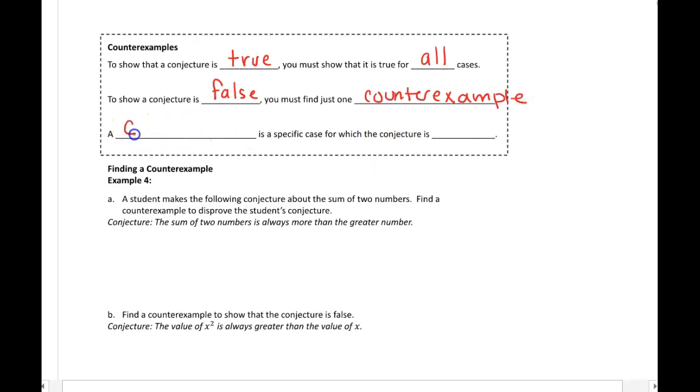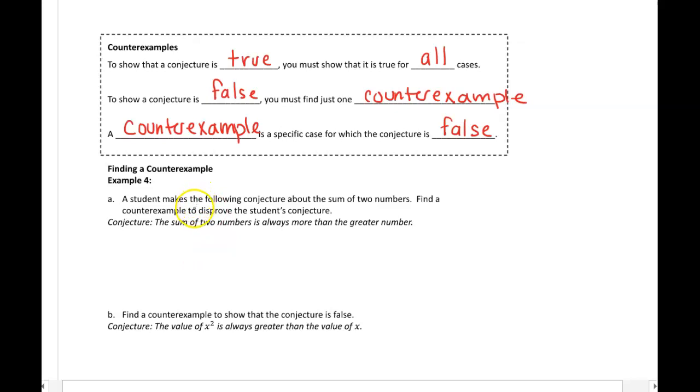Okay, now a counterexample is just like what it sounds, is a specific case for when the conjecture is false. So we want to find one example of when a statement is false and it makes the whole entire statement false. Okay, so our goal is to find one example of when it is false.